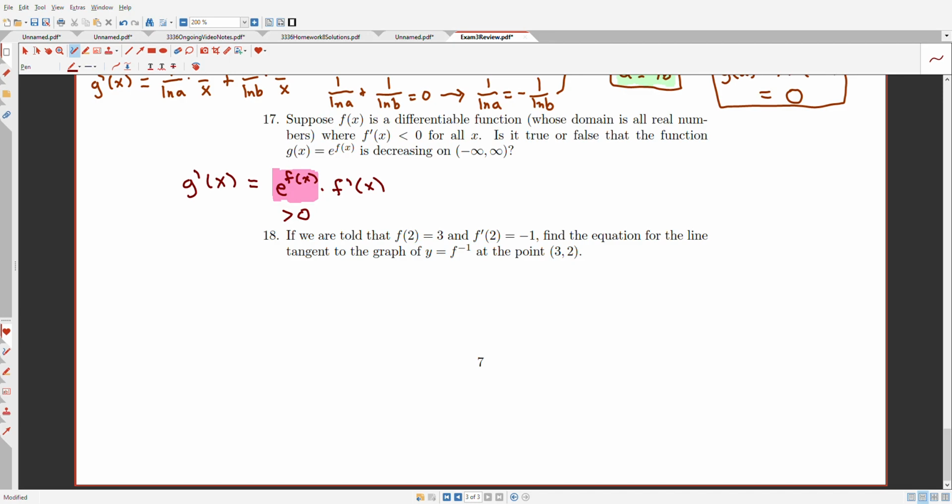And so we have that the derivative for g is a positive number times f prime of x. And we were told f prime of x is a negative number. But a positive number times a negative number is always negative. So what did we learn? g prime of x is always negative, and that tells us g is decreasing. So this was a true statement.